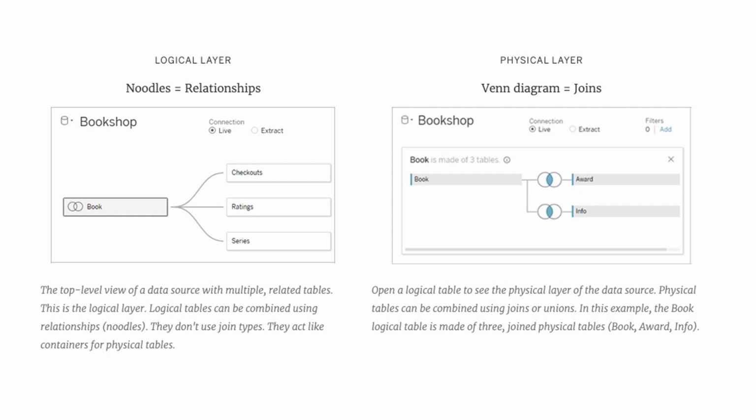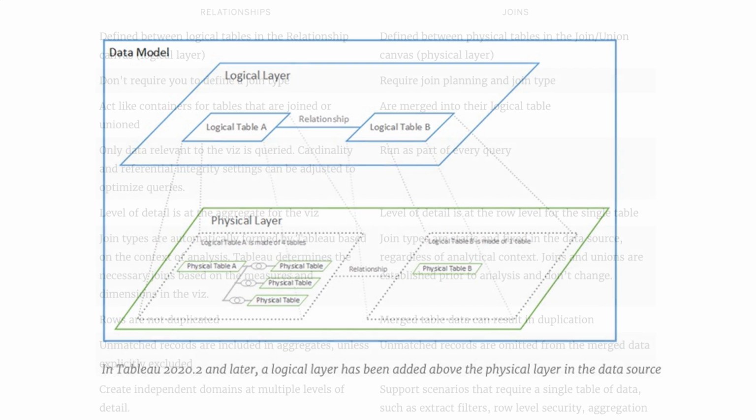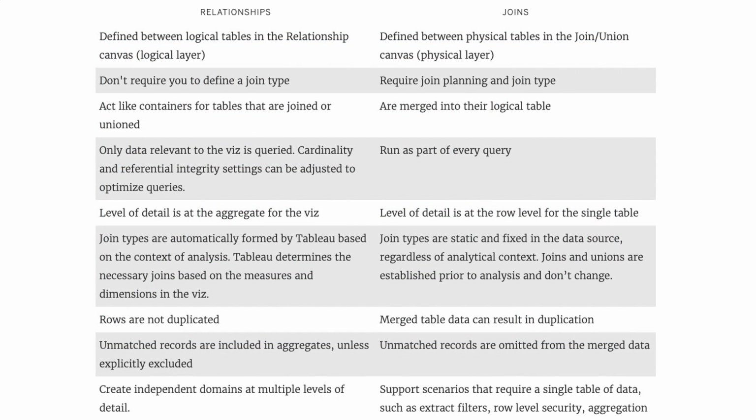And the key thing to also remember is that we're not losing the old behavior of joins and unions and blends. We still have that capability. We're just adding a new concept. And as I go through these images, you can see that Tableau have very clearly articulated how these things work. And they've also differentiated the difference between the two.